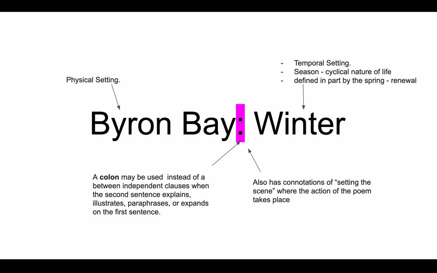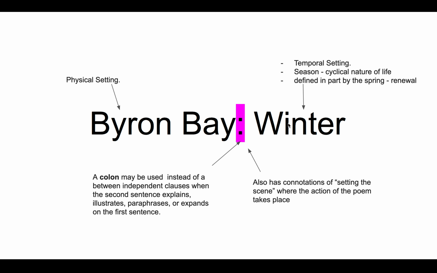So you've got Byron Bay Winter. The colon that's in pink there is very much an important piece of punctuation. He could have used a comma, he didn't. He could easily have had no punctuation, but by doing that, he very clearly sets up a connection between the two. A colon may be used, instead of a semicolon, which is not there, between independent clauses when the second sentence explains, illustrates, paraphrases, or expands on the first sentence.